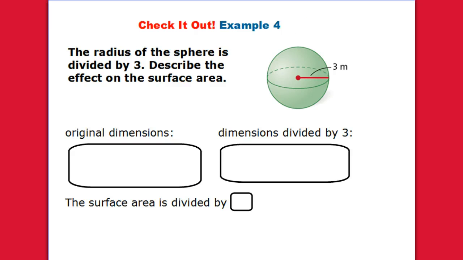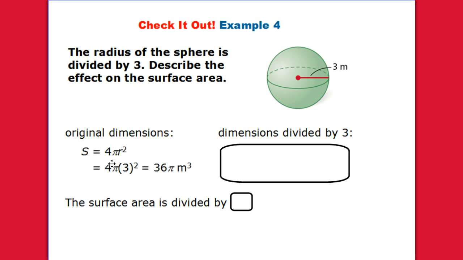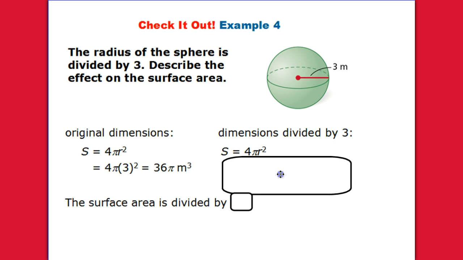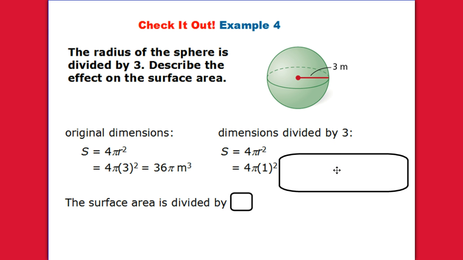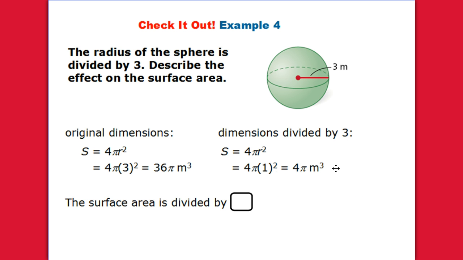Okay. The radius of a sphere is divided by 3. So how does that affect the surface area? Do you remember how a factor affects a linear factor like radius affects an area? I bet you do. So the original dimensions for the area would be 36 pi. When we divide the radius by 3, we end up with a very small radius of 1, and we end up with 4 pi.